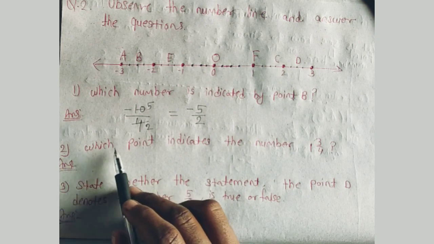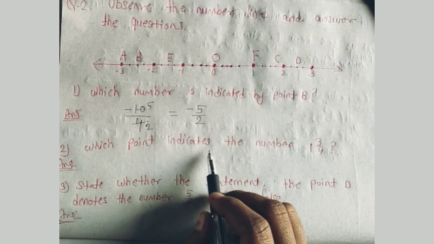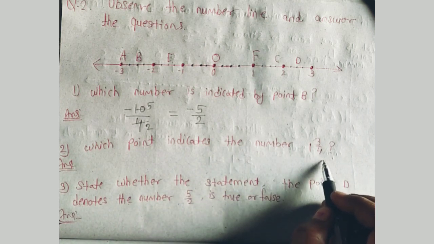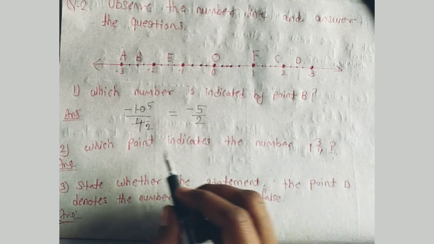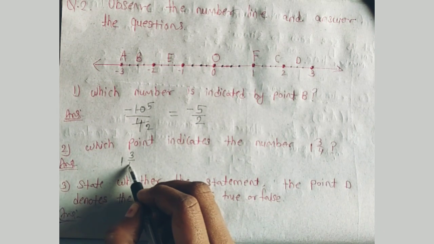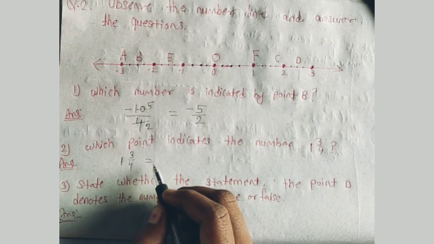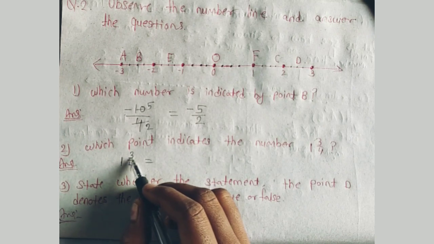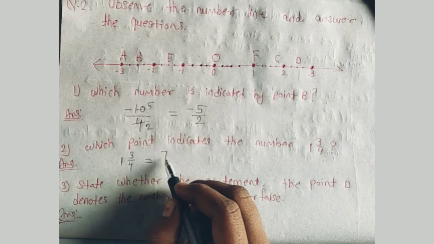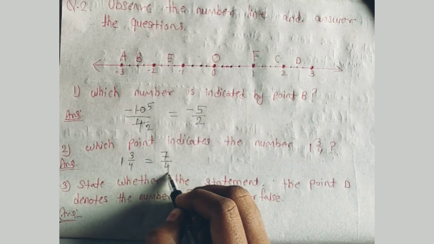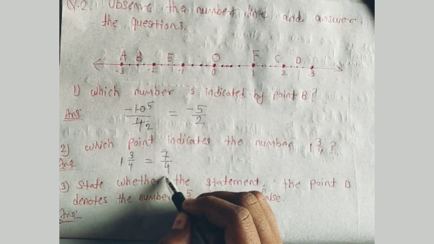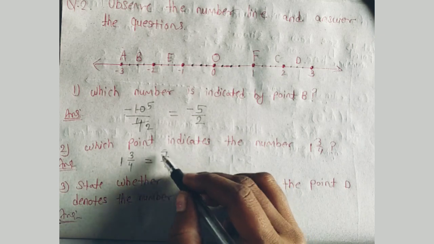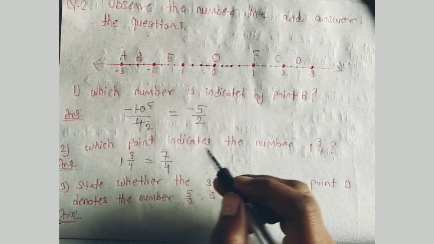Second question. Which point indicates the number 1 and 3 by 4? First, reduce 1 and 3 by 4. We know how to solve this. 4 times 1 is 4, plus 3, 7 upon 4. We can see 7 by 4 is a positive rational number.